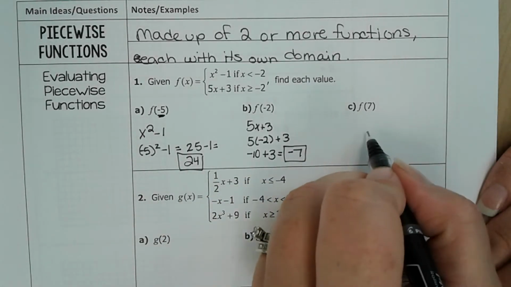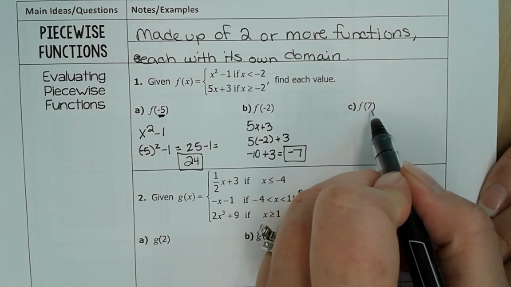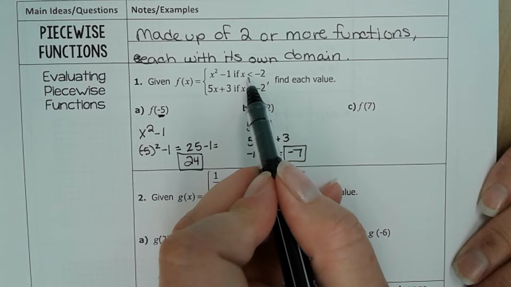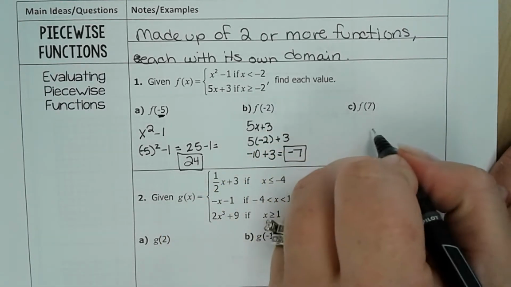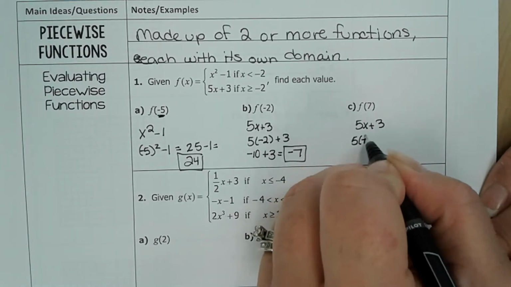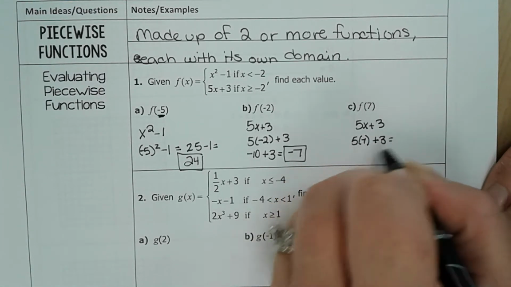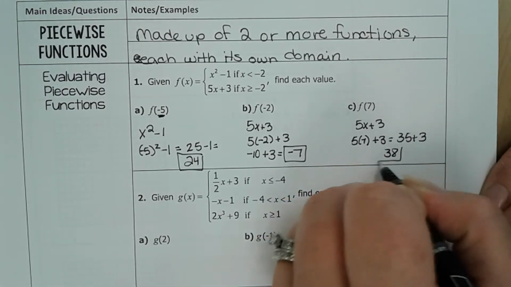All right, and finally we have this one. So f of 7, again, this is our x, so we say, is this x less than -2 or greater than -2? Well, it's greater than -2, so we use 5x plus 3. We plug in 7. That gives us 35 plus 3, which is 38.